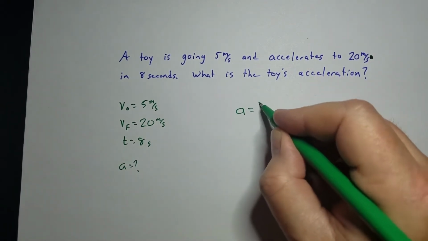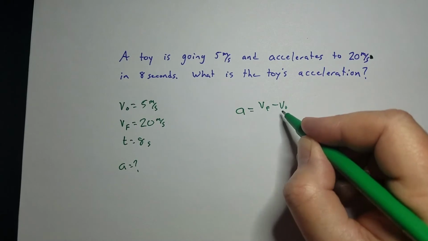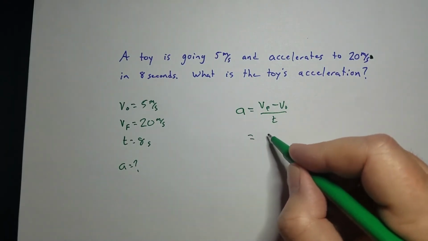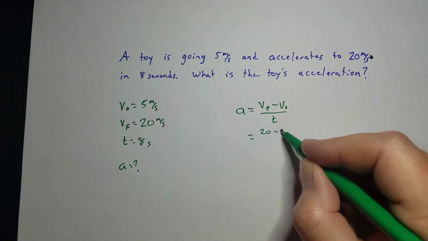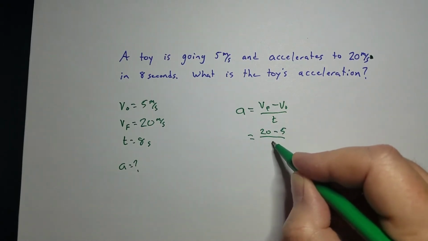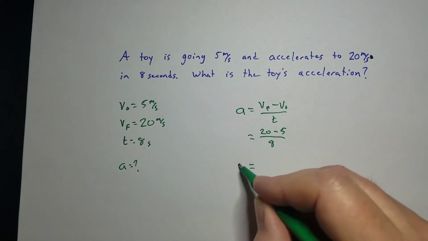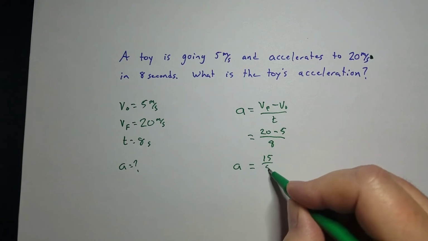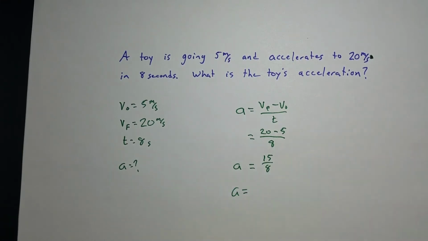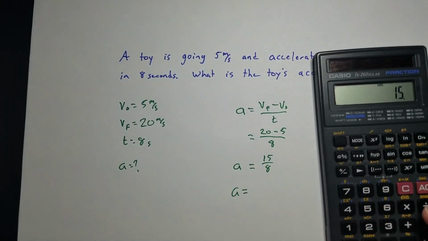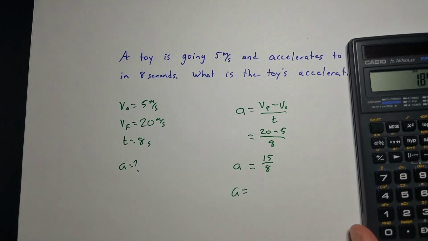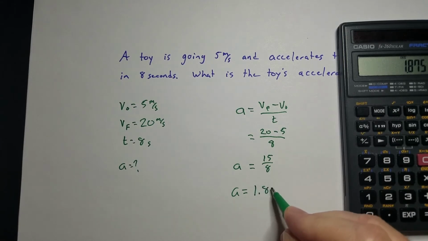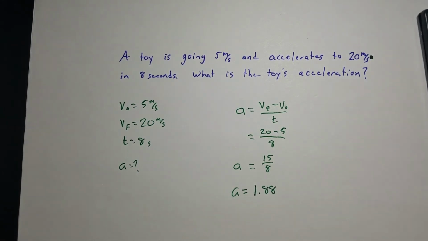So A equals VF minus VO over T. We've got a final velocity of 20, original of 5, and a time of 8 seconds. So we do the math. Let's just check this. 15 divided by 8 gives me 1.875. So we'll say 1.88. Now what would the unit be?